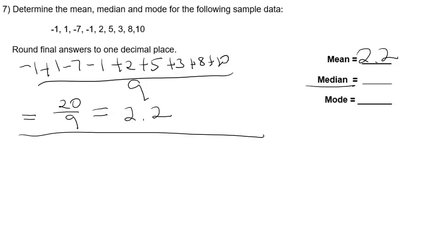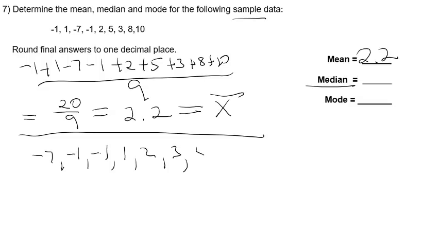Okay, for the median you have to sort your data. And this is a sample, so I'm just noting this should be X bar. So we're going to sort our data. -7, -1, -1. We have a 1, then a 2, then a 3, then a 5, then an 8, then a 10, and double check. Okay, so -7, a -1, -1, then I see a 1, then I see a 2, a 3, a 5, an 8, and a 10. So I believe it's sorted.